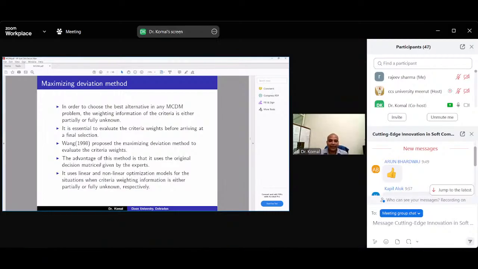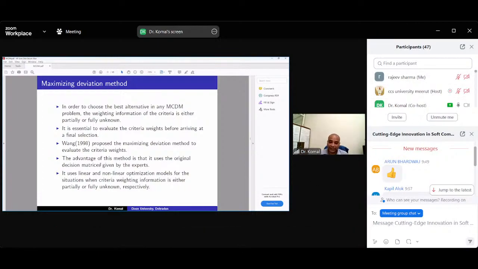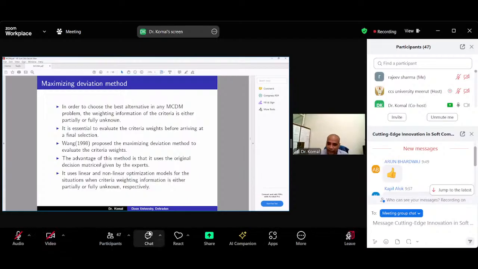Wang in 1998 proposed this maximizing deviation method to evaluate the criteria weights. What is the advantage of this method? The advantage is that it uses the original decision matrices provided by the experts. No additional information is required to find out the DMs or criteria weights, because it uses only the information provided by the decision maker. It uses linear and non-linear optimization models for situations when criteria weighting information is either partially or fully unknown. If the information is partially known, then generally we have a linear programming model. And if the information is fully unknown, then generally we use a non-linear programming model.